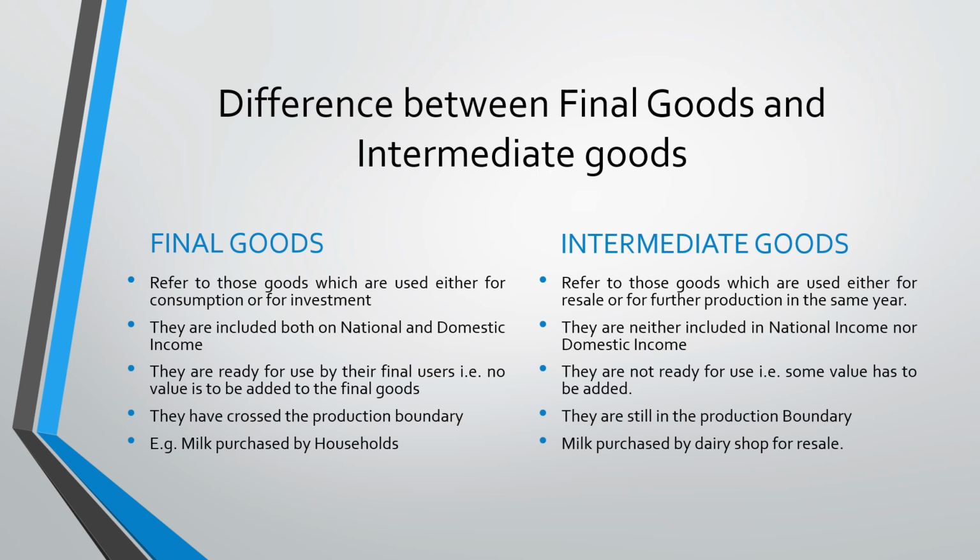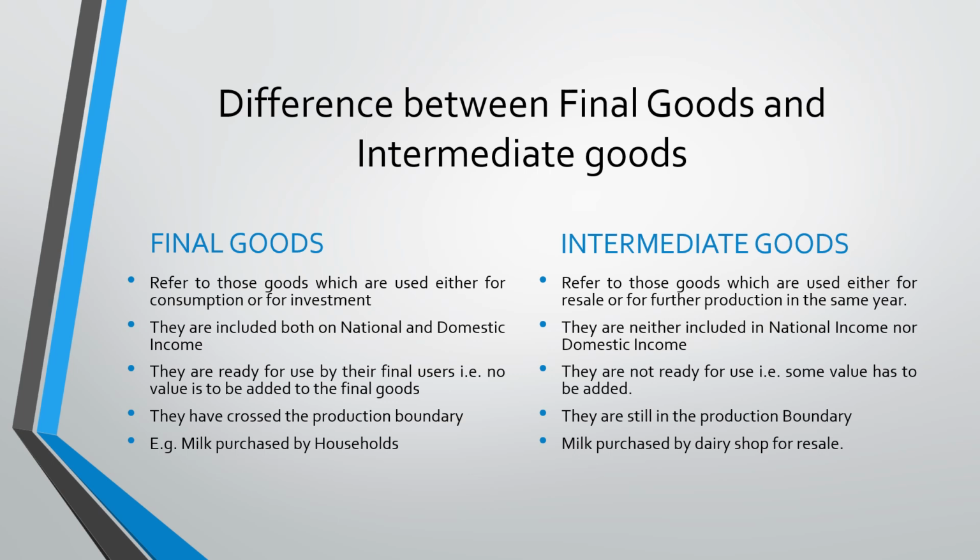So once the concept of final goods and intermediate goods is clear to you, they may give you any situation and ask you what is the difference between final goods and intermediate goods. Final goods are those which are used either for consumption or for investment, and intermediate goods are those which are used for resale or further production.